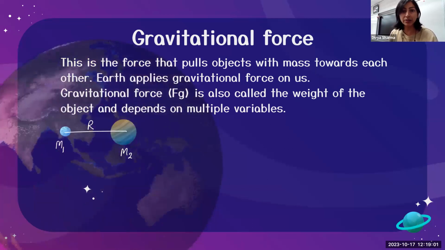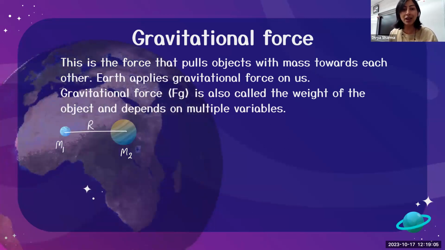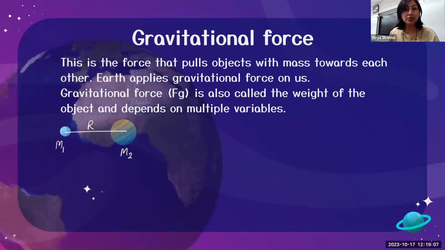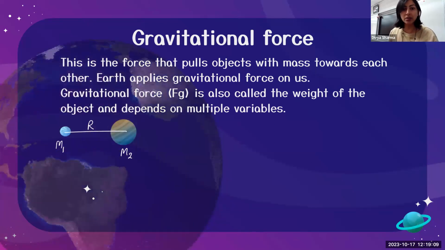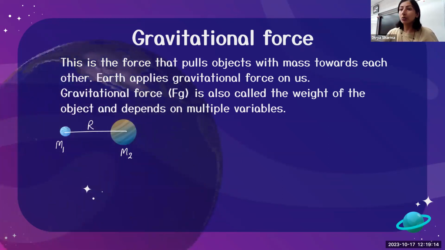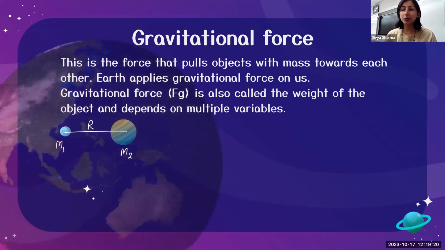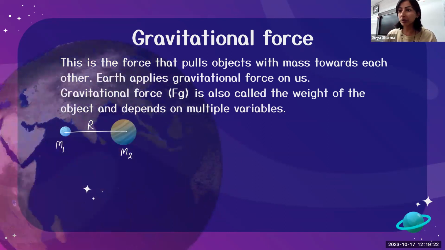So the same thing applies when we're working with bigger objects, like if you are thinking about moon and Earth, Earth and sun, a satellite around the Earth, or any two objects, okay? So the letter that we are going to use for gravitational pull is F subscript G. Gravitational force is also called the weight of an object.